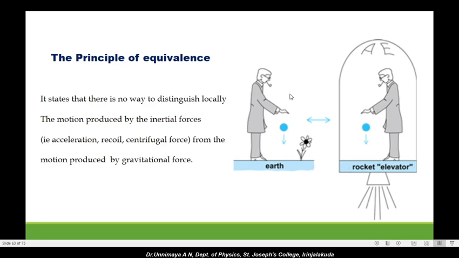That means if the person stands on earth or in space like a rocket and drops an object, in both cases the object will reach the bottom. There is no difference between these two situations. According to the principle of equivalence, these two situations are almost the same. There is not much difference if this person drops this object on the surface of earth or in the case of a rocket elevator.